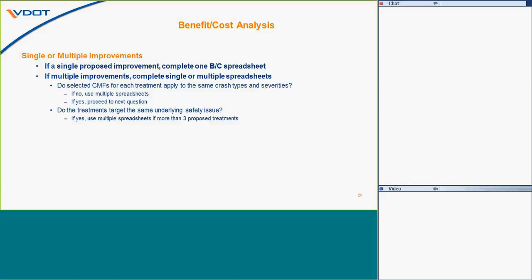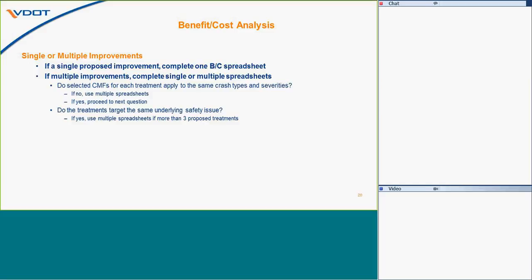So the first question that you ask is, do selected CMFs for each treatment apply to the same crash types and severities? If no, then you'd use multiple spreadsheets because you have different crash types and/or severities and different treatments that address each of those individually. If yes, then you'd go to the next question. So the question is, do the treatments target the same underlying safety issue?